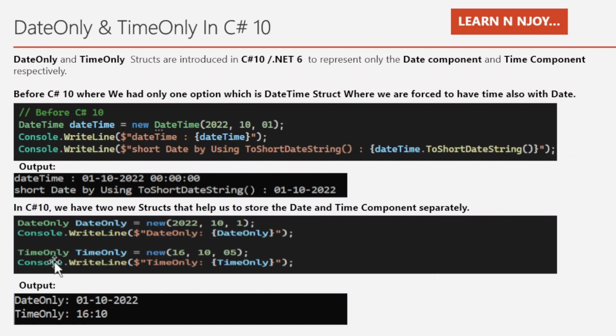And in the next statement, similarly, I have created an object of the TimeOnly, and that's what I have written, TimeOnly is equal to new TimeOnly(16, 10, 5). 16 represents the hour, 10 represents the minute, and 5 represents the seconds. And that's how the object got created for the TimeOnly. And then I'm printing it into this console window. And if you see the output, DateOnly 01/10/2022, TimeOnly 16:10 got printed. So that's the beauty of DateOnly and TimeOnly in C# 10.